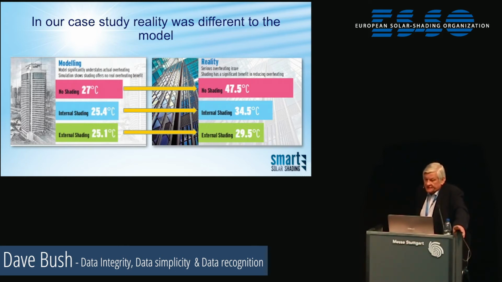Reality showed an operative temperature in this case study building of 47.5 degrees in one of the sample rooms, whereas the model indicated 27 degrees. The model showed external shading would only reduce the temperature by 1.5 degrees, whereas the reality was that it reduced it by over 20 degrees. That's not just a margin of error, that is fundamentally wrong.